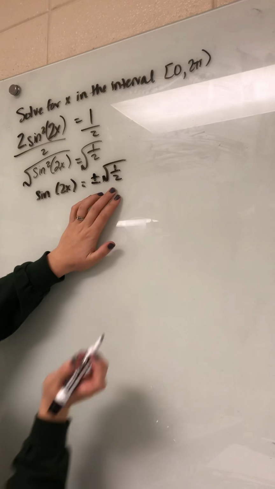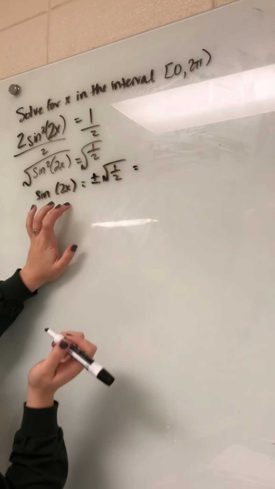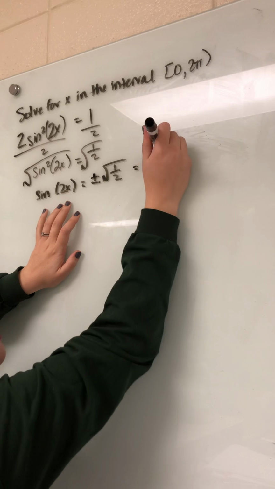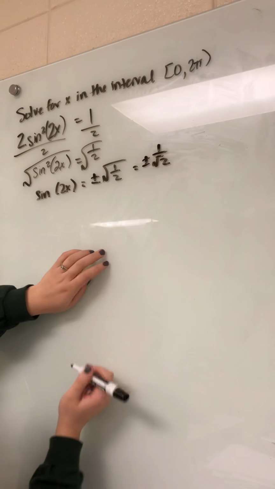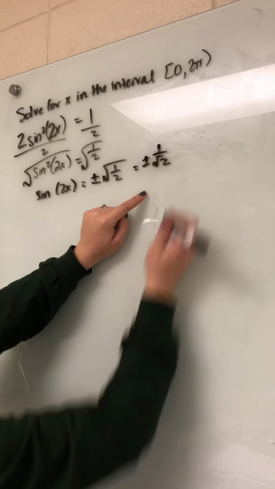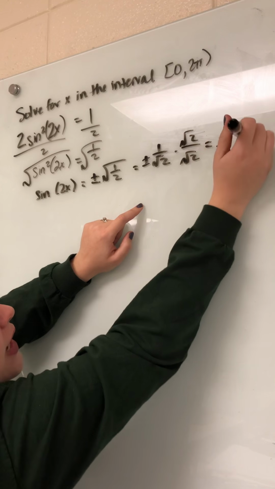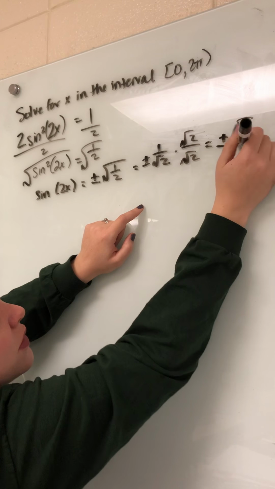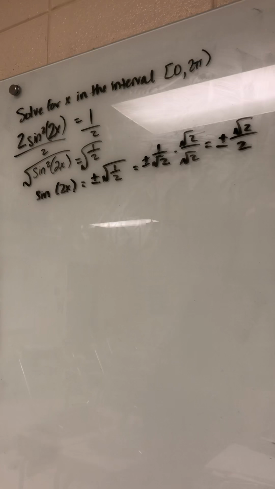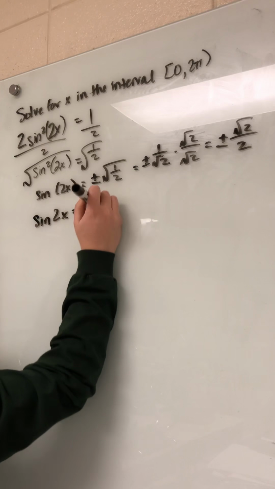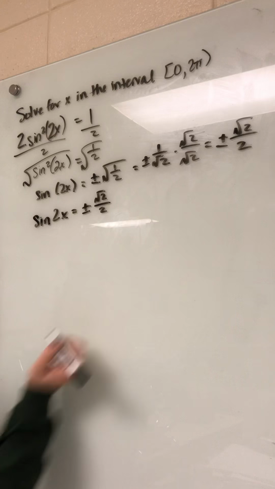Okay, so what is this? Because when I think about sine, I can't think of anywhere along the unit circle that it's square root of 1/2. Well, this is the same thing as 1 over the square root of 2. Are you seeing it now? If I rationalize that denominator, I get square root 2 over 2, okay? So I just want to make sure that you're thinking clearly about this. So what we know is that the sine of 2x is equal to plus or minus square root 2 over 2.